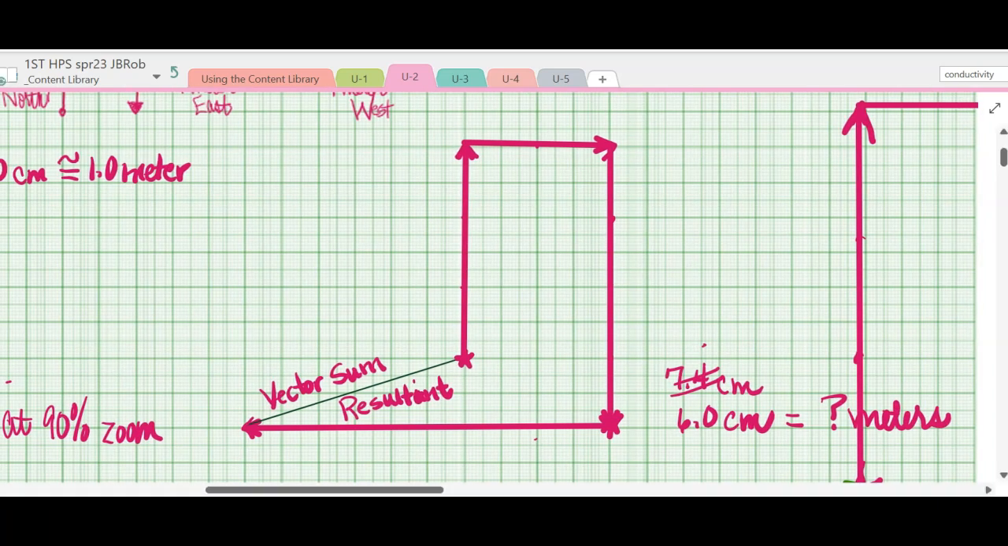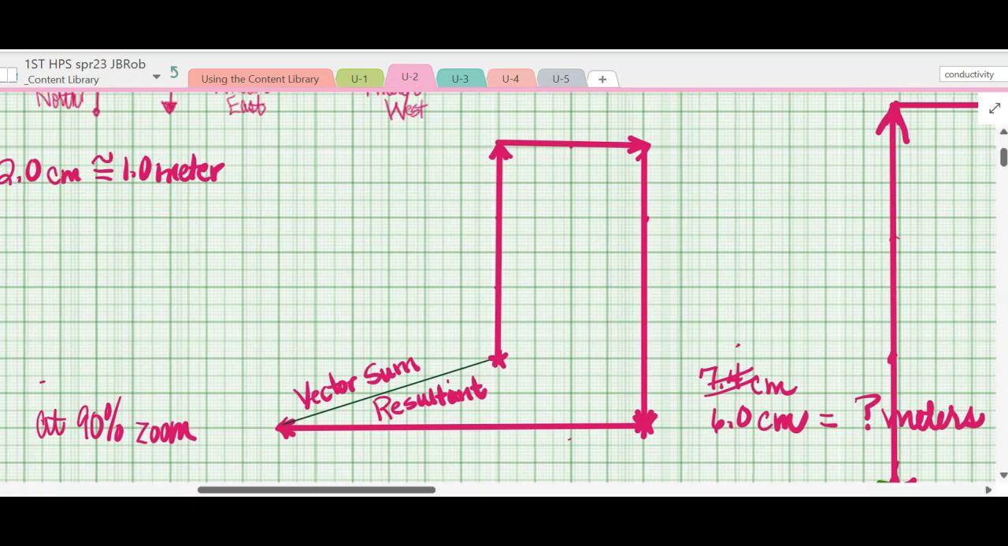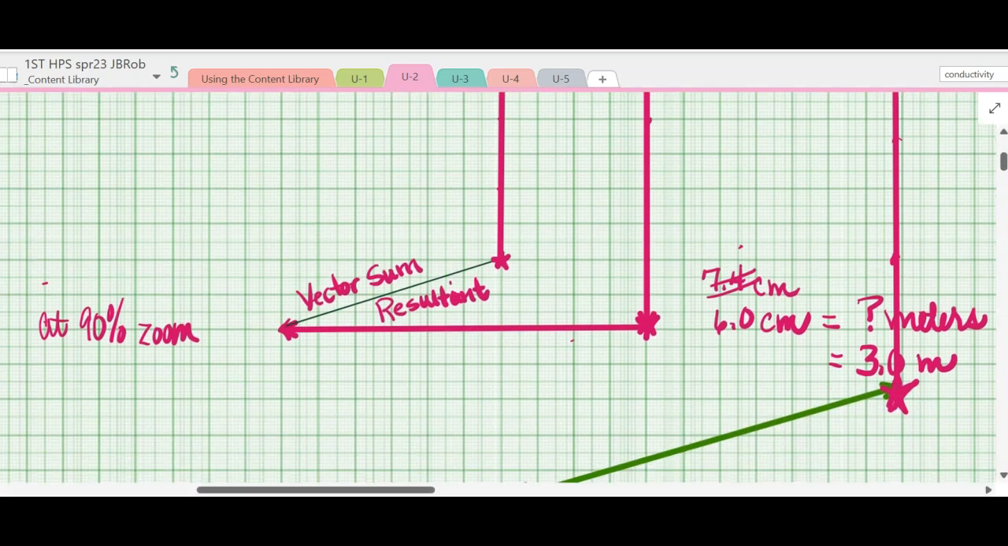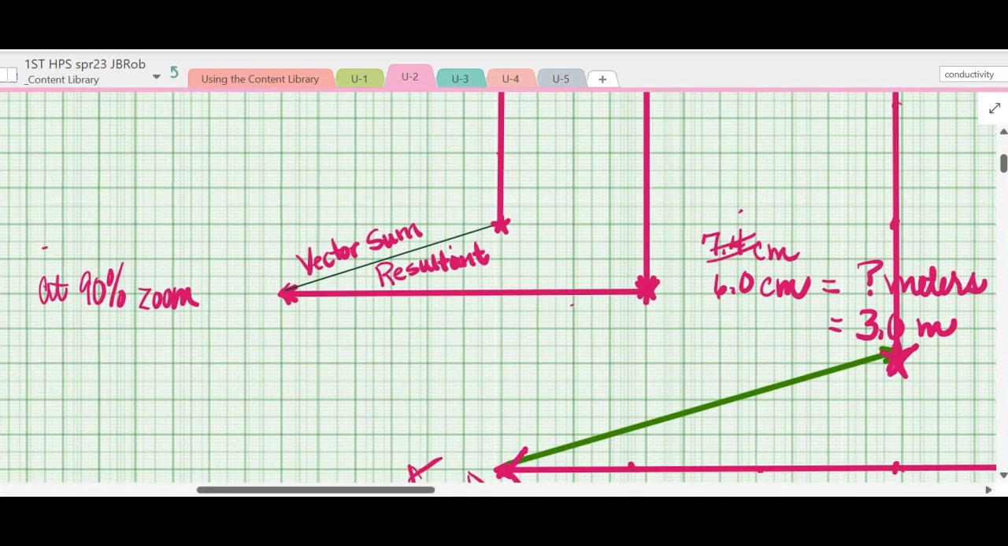All right, so outside, when we drew it, we said that 2 centimeters equaled 1 meter. So we have twice as many centimeters as meters. So if we have 6 centimeters, that would equal 3.0 meters.